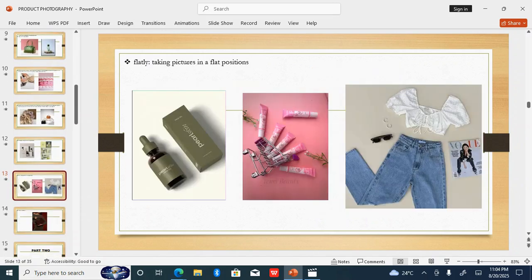So we also have flatty. This is whereby you're taking your product picture in a flat position. That is, you are laying it down. For this type of picture, you have to stand to take the picture, because the product is lying down. It's as if when somebody lies down, then you now want to snap the person the way the person is lying down. That is how this particular product picture is.